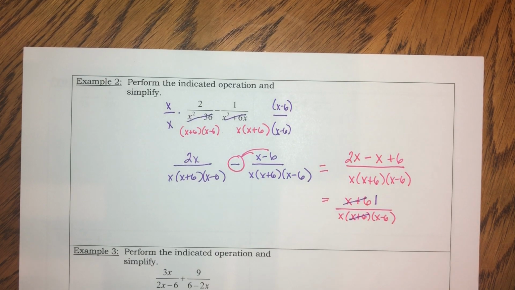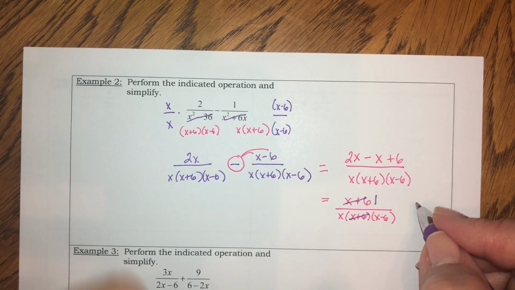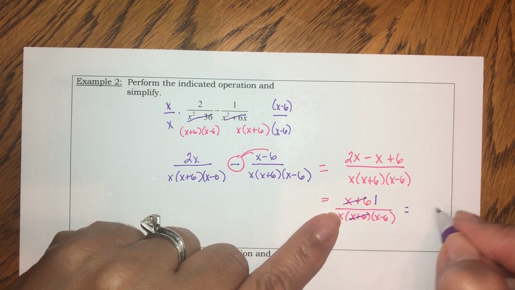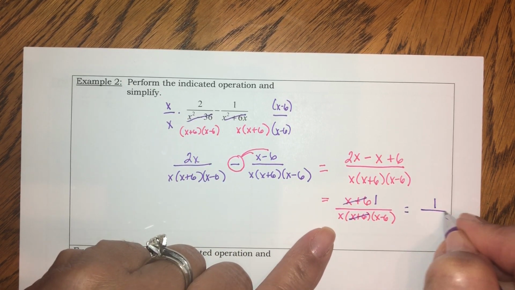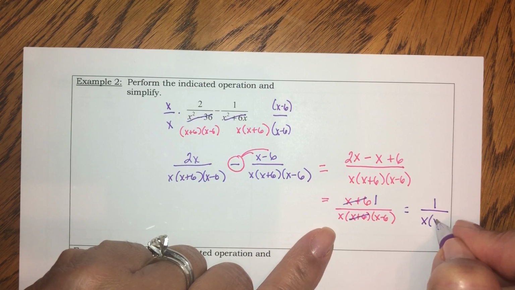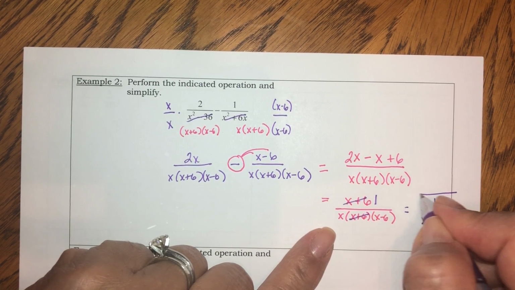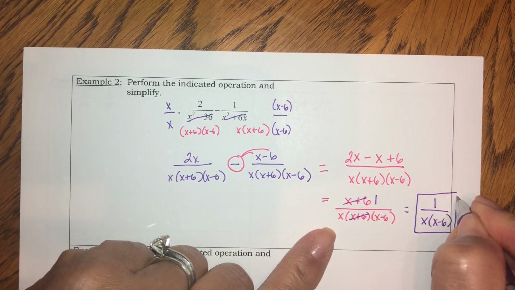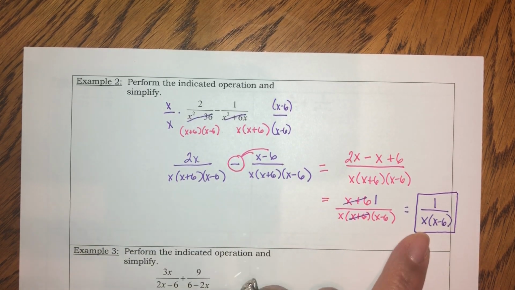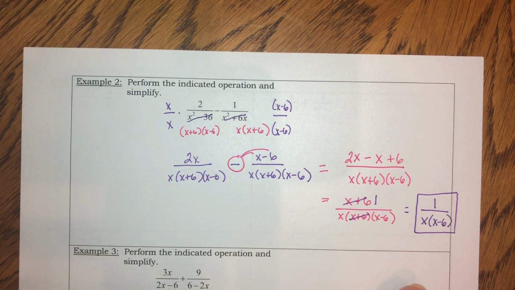I can't ever just wipe out an entire numerator. The best I can do there is put a 1 where a numerator used to be. So my final answer to this problem is 1 over x times x minus 6. And that is my answer. Some people have a desire to distribute down here on the bottom. You can do that if you want to, but you certainly don't have to.